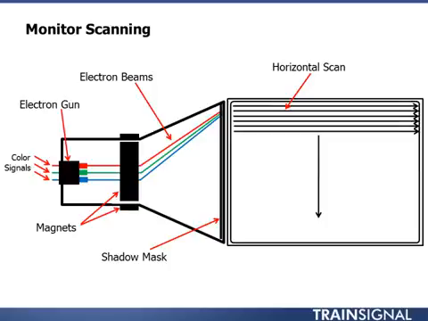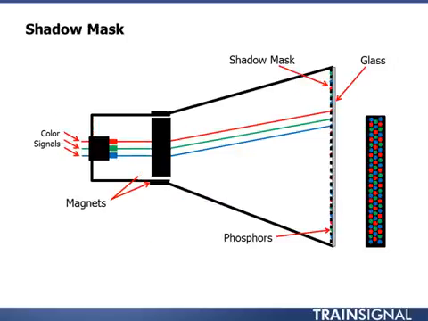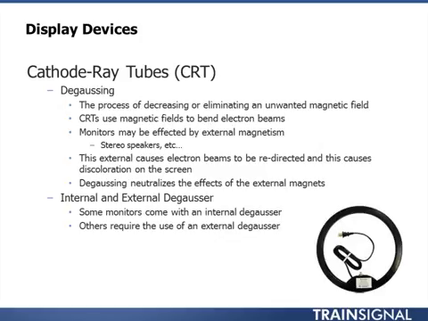So here again is just a further illustration of how we have the front glass and then you have that shadow mask behind it, and poking through the shadow mask are the actual phosphors, which are then illuminated by the electrons being shot off by the electron gun and being deflected by the magnets.